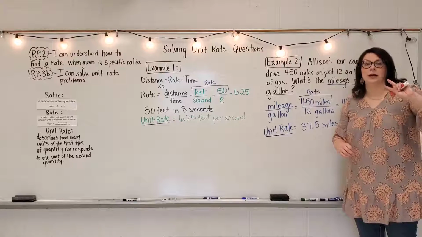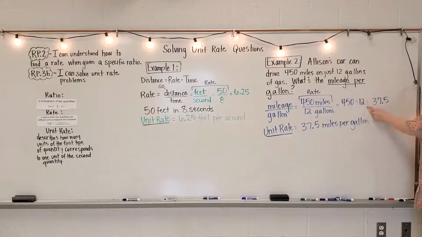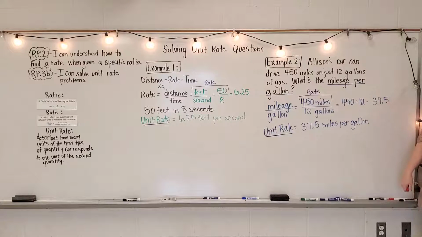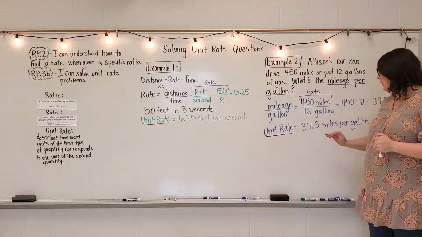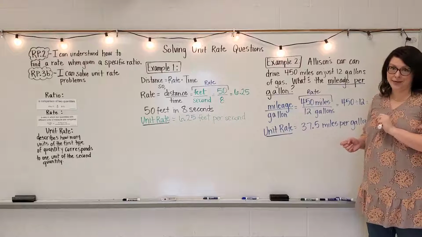Okay, so this is a rate because my denominator is not 1, but I am comparing 2 quantities of different measurement. Now, if I divide that out, then my denominator does become 1, and I get 37 5/10. So my unit rate becomes 37 5/10 miles per every 1 gallon.